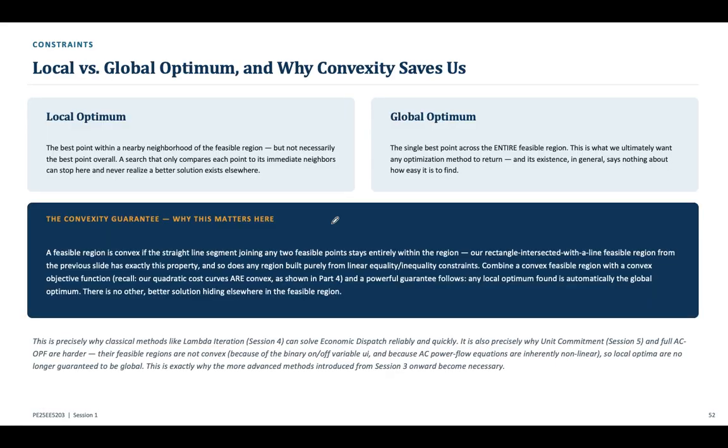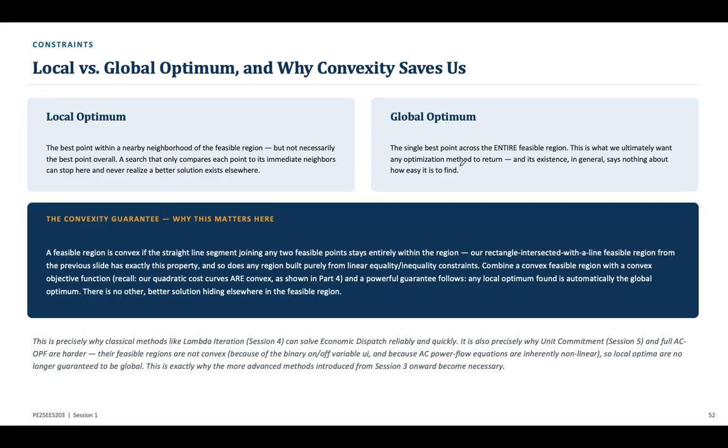So, local optimum versus global optimum. Why does convexity save us? See, a local optimum is the best point within the nearby neighborhood of the feasible region, but not necessarily the best point overall. So a search that only compares each point to its immediate neighbors can stop here and never realize a better solution exists elsewhere.